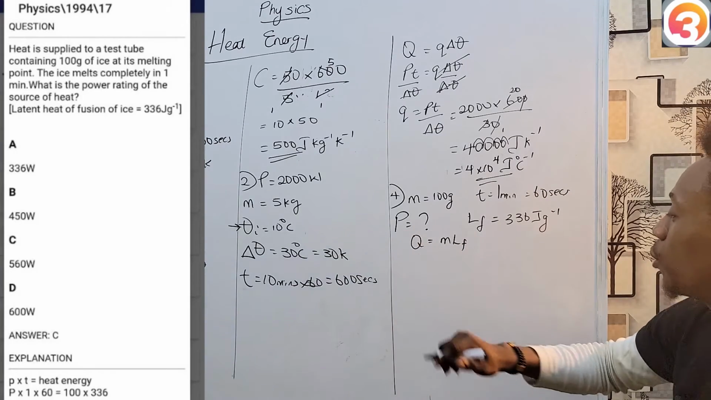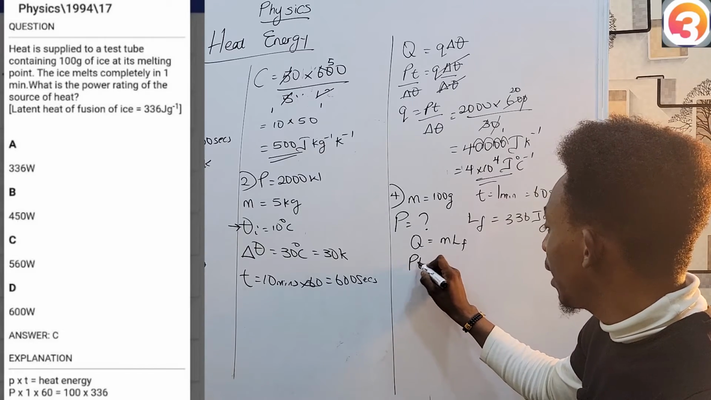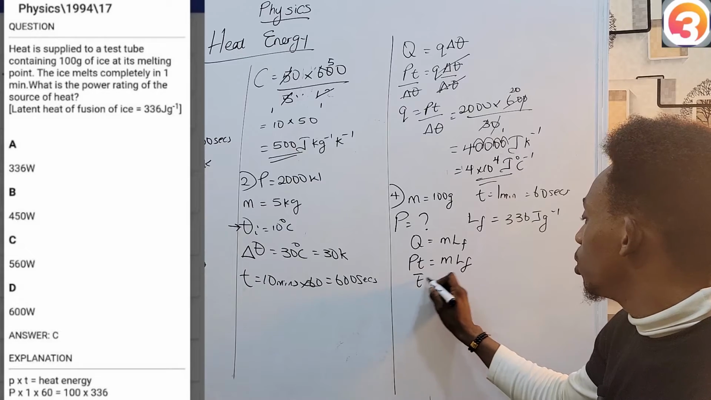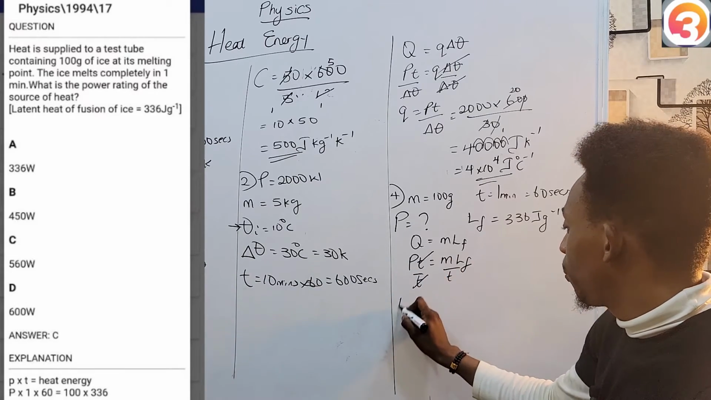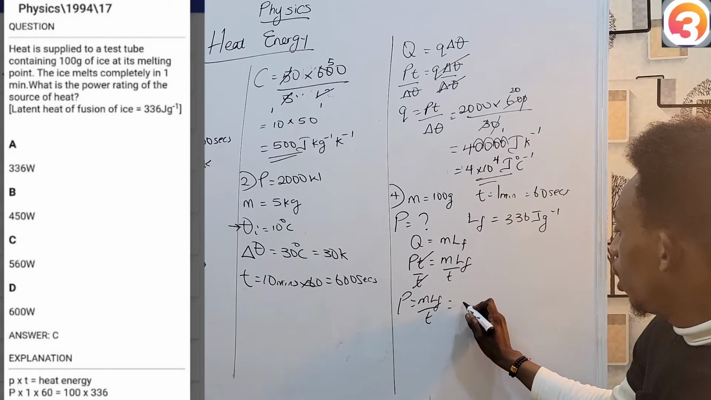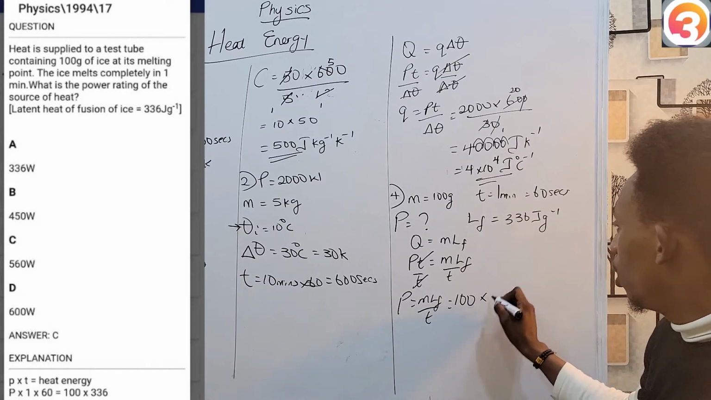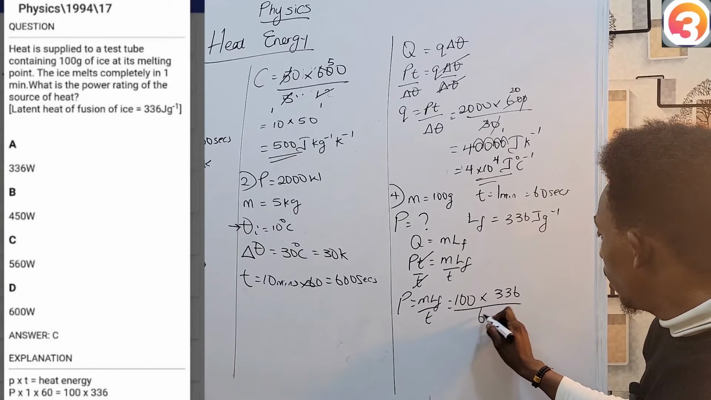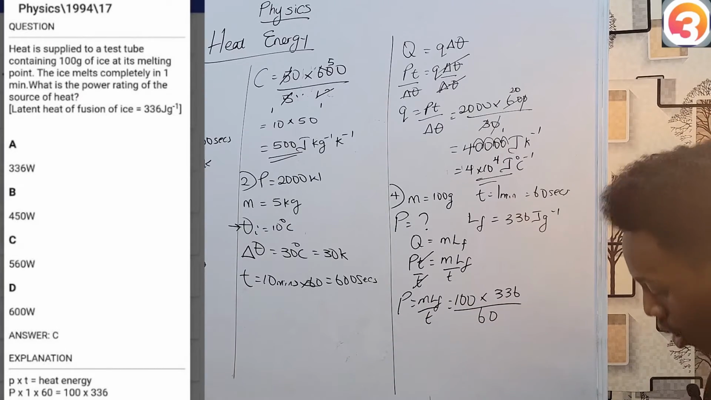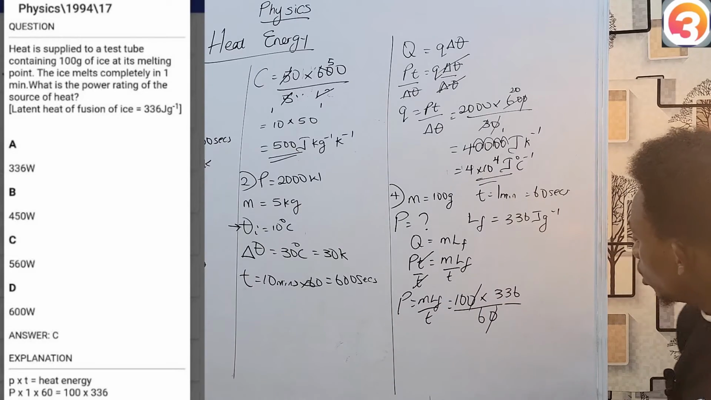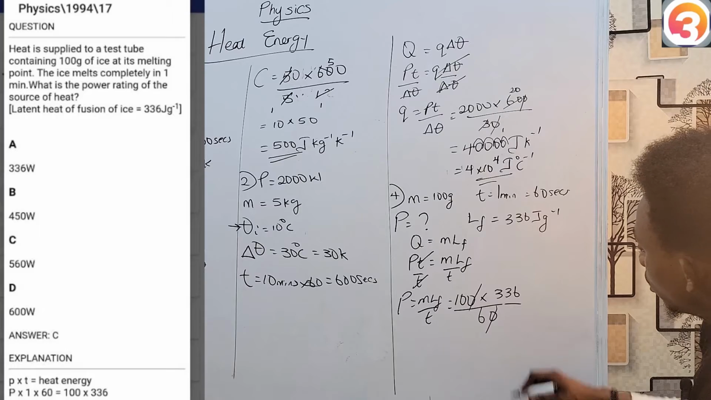But we want to find the power rating. That is power times time equals MLF. Again, to make P stand alone, P equals MLF over T. The mass is 100, LF is 336, over 60. The 0 can actually cancel 0. What else can we cancel? Going to 336.